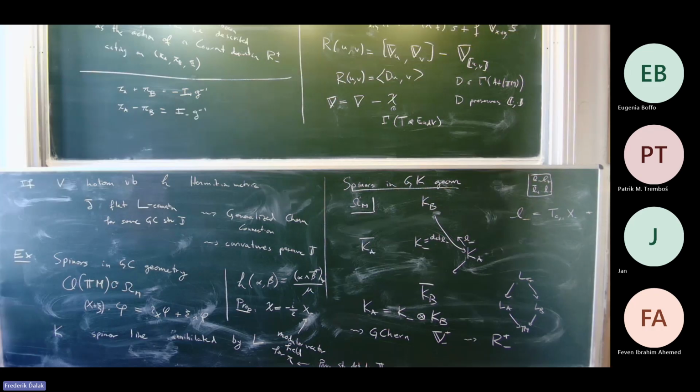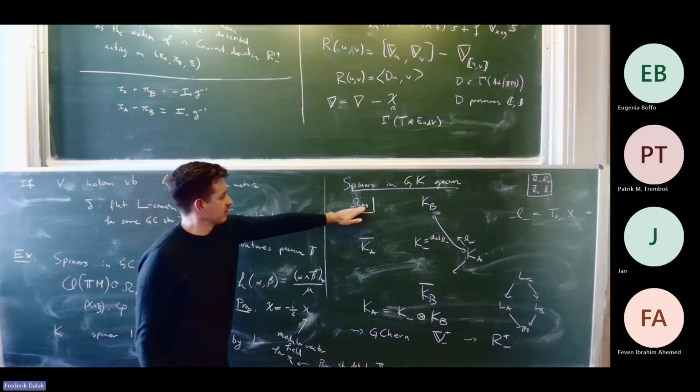Because even and odd differential forms decompose into S plus and S minus, but that's not the issue. The L lives on the bundled T M, or on the complexification of the bundled T M. So the spinors are the complex ones. I should say, yes, here I'm complexifying everything.